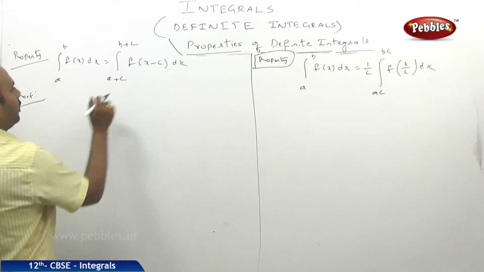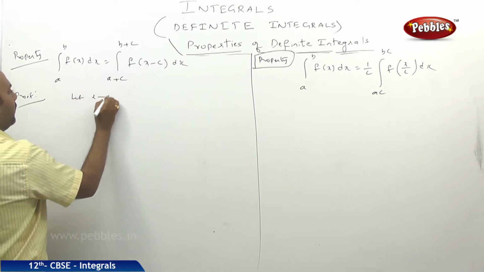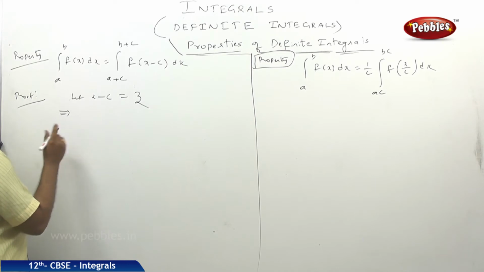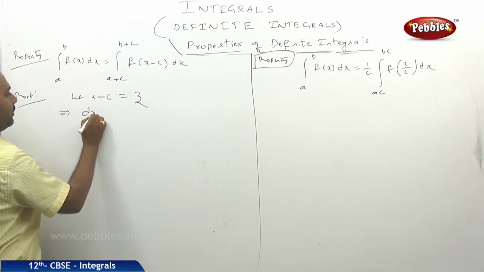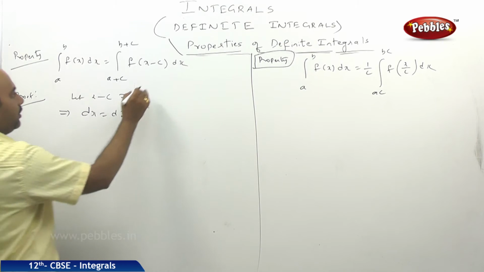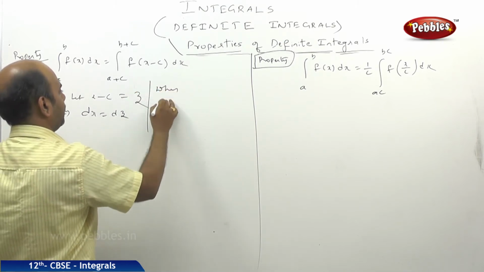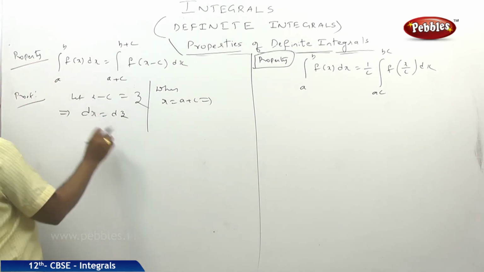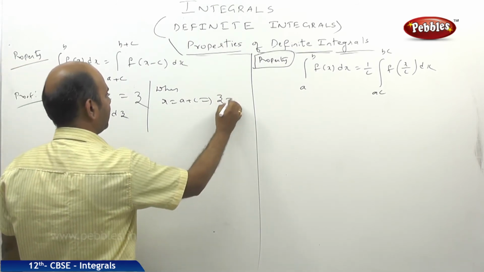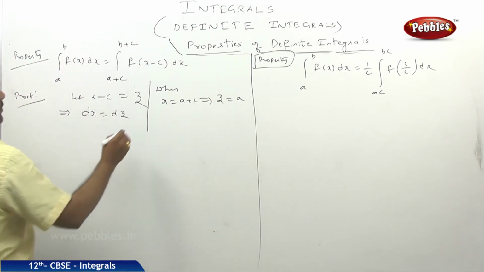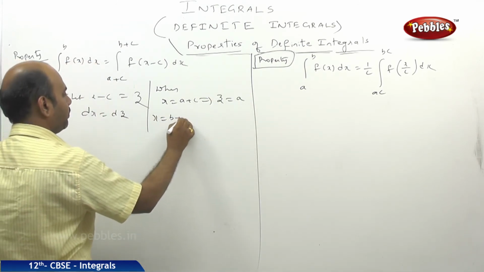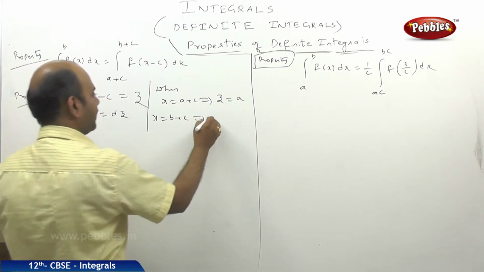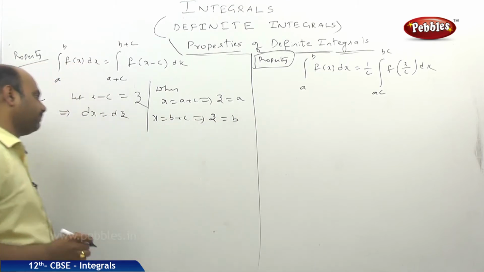What I will be doing is putting x minus c is equal to z. When I put x minus c is equal to z, dx will be equal to dz, and later when x is equal to a plus c, that means substituting a plus c in place of x, c will be getting cancelled and z will be a. When x is equal to b plus c, when I substitute x is equal to b plus c, c will be getting cancelled and z is equal to b.